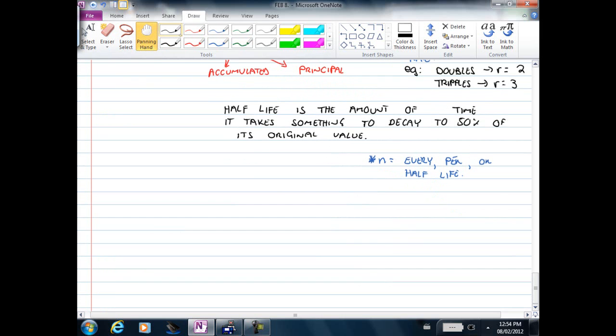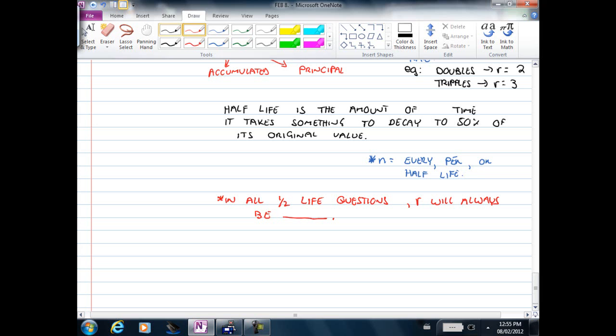Now, I'm going to make another star. In all half-life questions, R will always be, there is no exception to this rule, will always be blank. In every half-life question, R will always be blank. Aaron, what is R? What's the value of R in every half-life question? Nope. Close. Half. Because half-life means something decays to 50%.